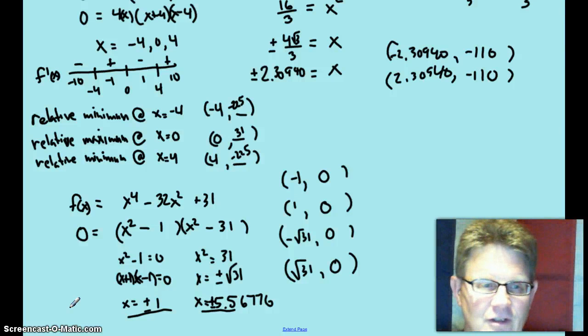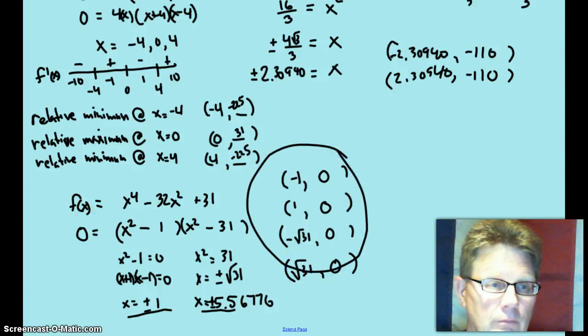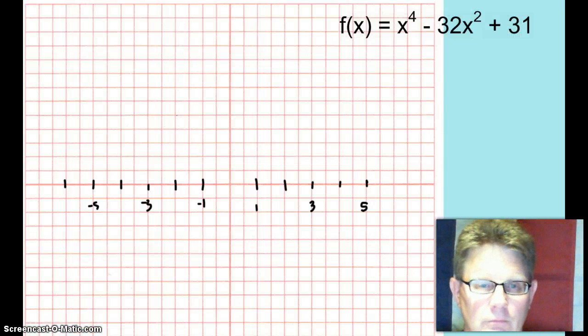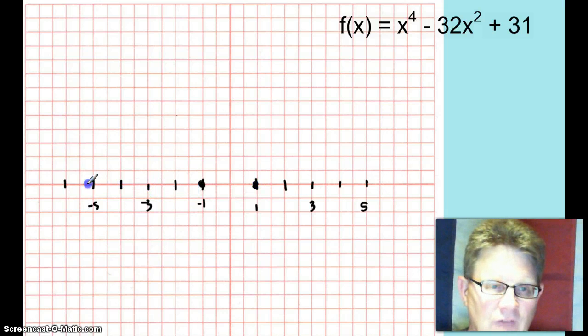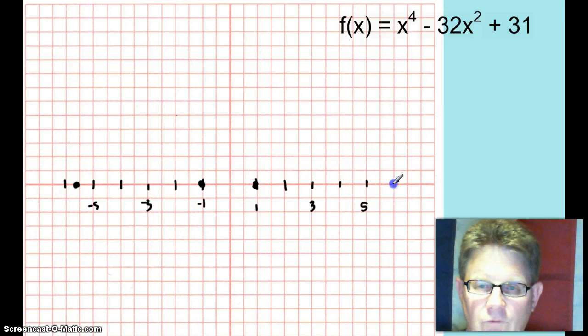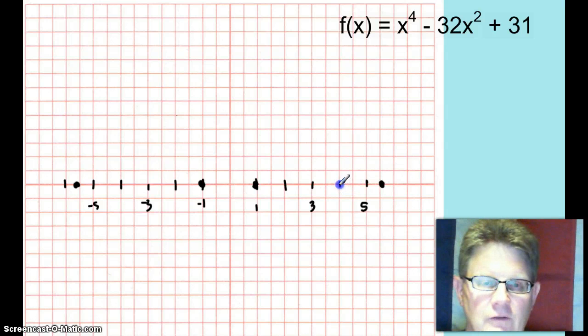We're zeros. So let's first go ahead and graph those 4 zeros right here. Let's graph those first. Okay. Negative 1, 0. 1, 0. Negative 5.6. There's a 0. And 5.6 here. So that is where the graph crosses the x-axis.